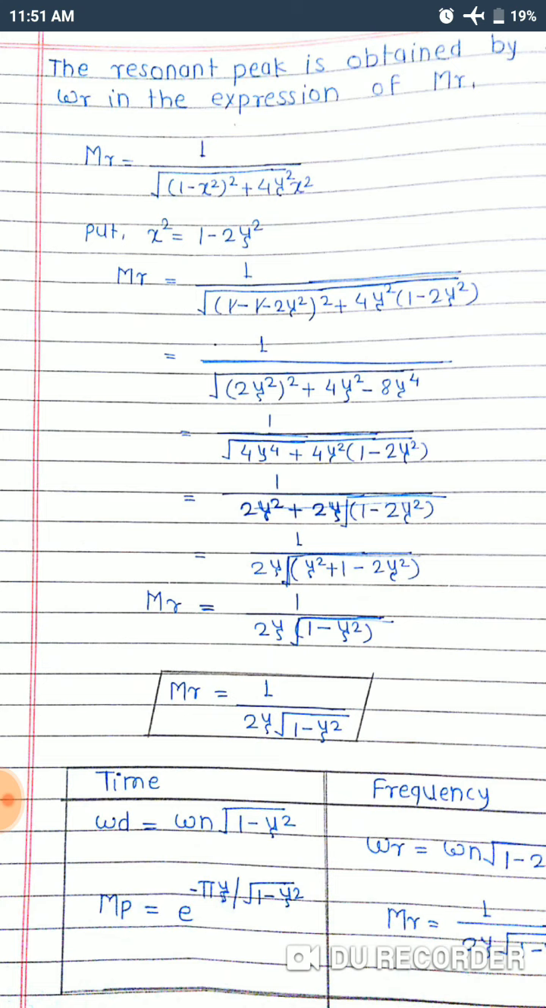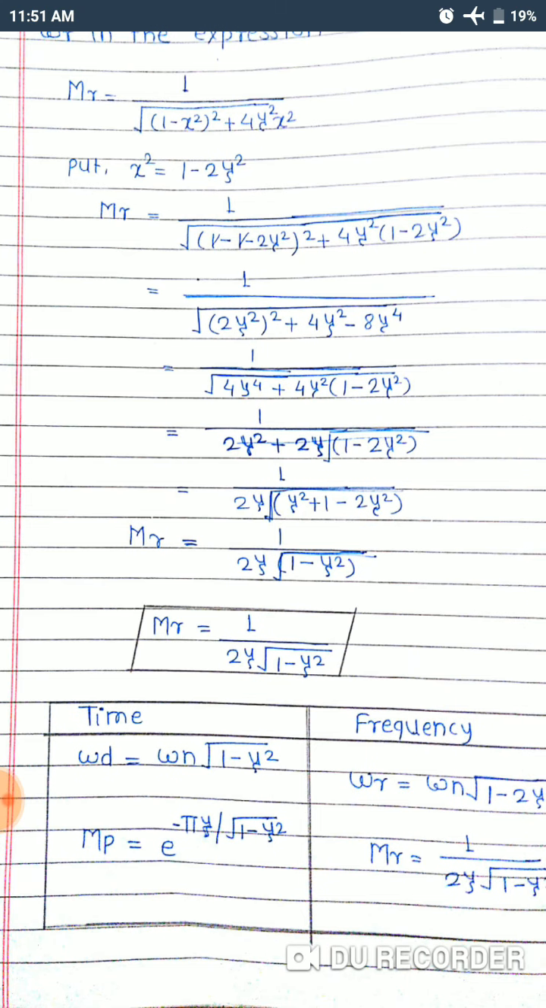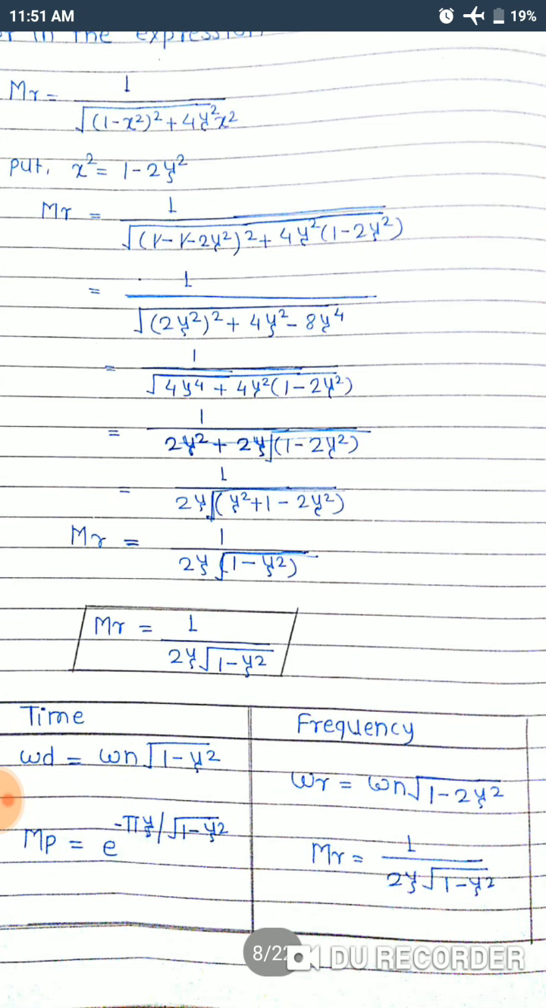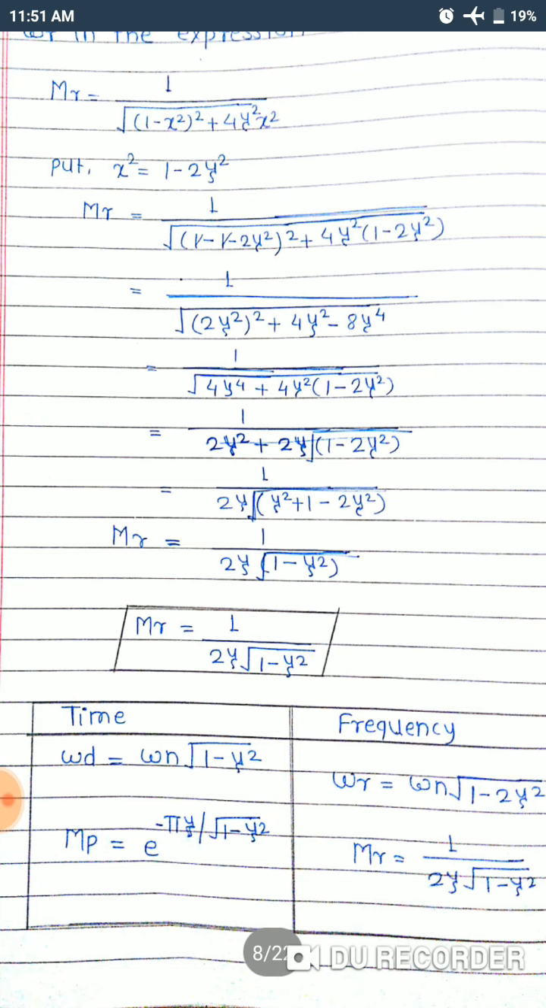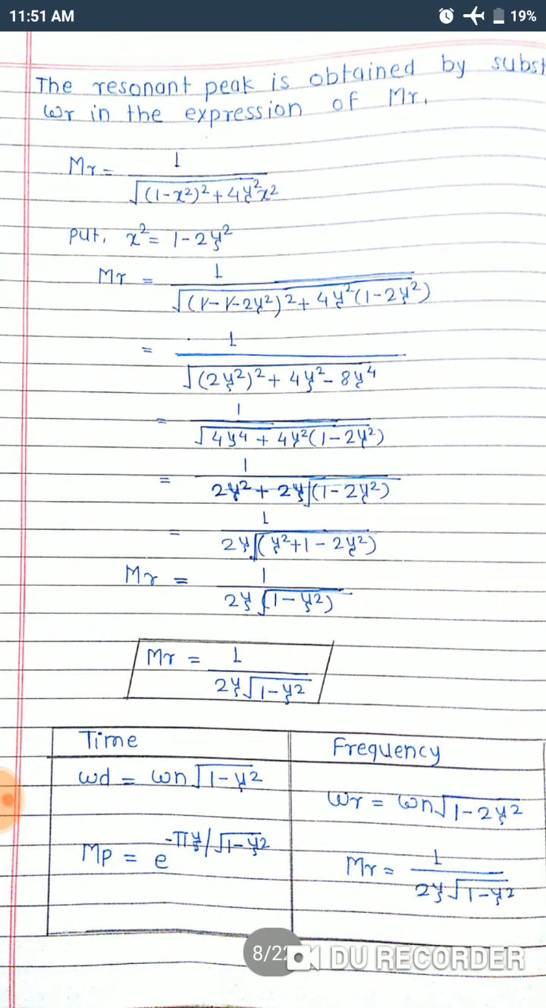It's very simple to simplify this. Therefore Mr is equal to 1 divided by 2 zeta root over 1 minus zeta square. Therefore for the frequency, in the last step we got the equation for omega r, and now we got the answer for Mr. Then we can prepare a final summary for the time and frequency domain, as here we are finding the relationship between the time and the frequency domain.